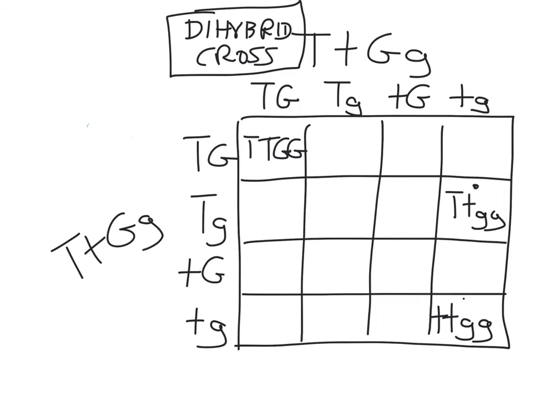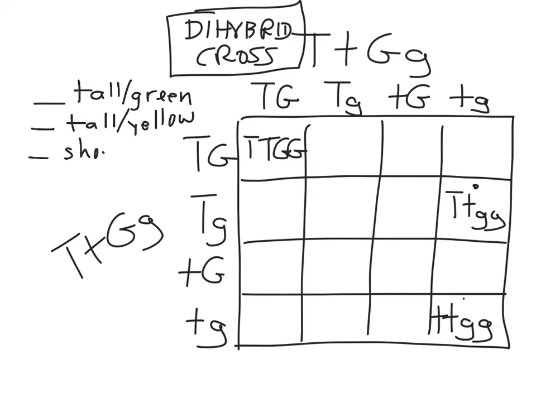So the results in this Punnett square, when you look at them, you'll have certain offspring that are tall and green, certain offspring that are tall and yellow, some offspring that are short and green, and some offspring that are short and yellow. Now the assignment that I'm going to include with this is a Punnett square modeled like this.